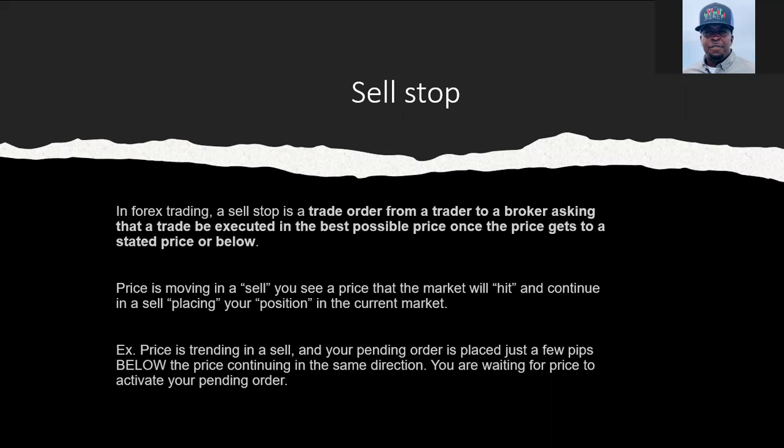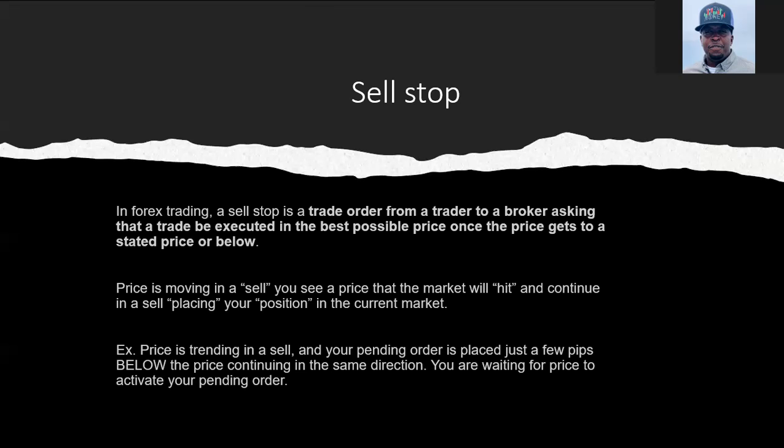For example, price is trending in a sell, and your pending order is going to be placed just a few pips below the price, continuing in the same direction. It's going to be below that price. You are waiting for the price to activate your pending order. Because you're going to be in a sell and you're going to wait for that price to come to you, your price is going to be below the actual market price.